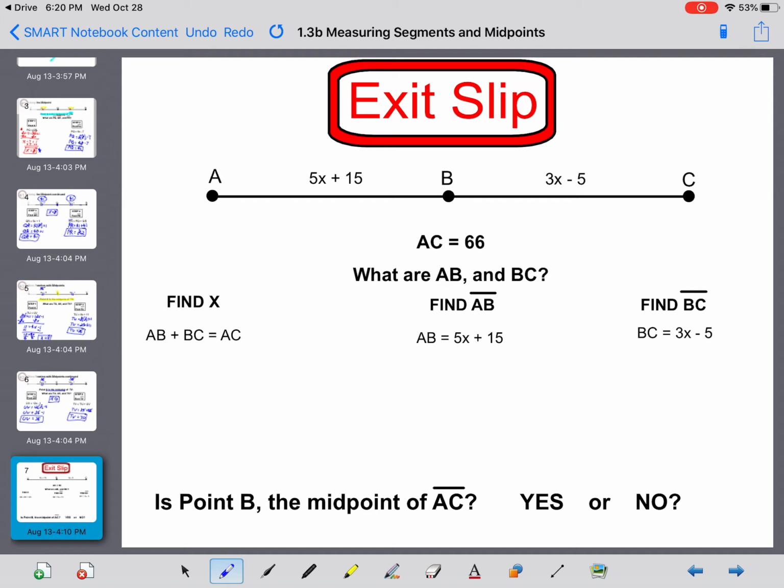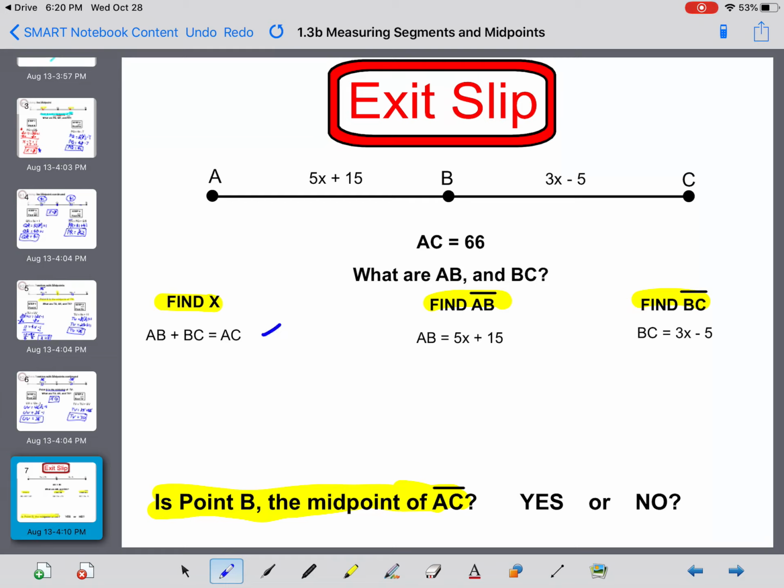All right. For your exit slip, what I want you to do is you need to determine x to find the length of AB and BC. Then you have to tell me, is point B the midpoint of AC, yes or no? And you need to prove that with your work above.